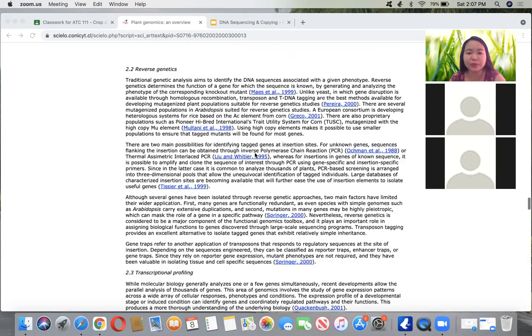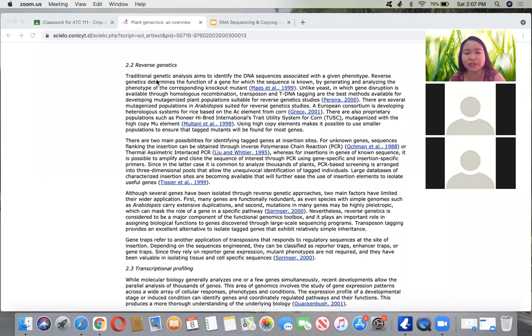We have gone through this one, and we also have the so-called reverse genetic or traditional genetic analysis, which aims to identify DNA sequences associated with a given phenotype. By reverse genetics, it determines the function of a gene for which the sequence is known by generating and analyzing the phenotype of the corresponding knockout mutant. So we have a knockout mutant, and this will generate and analyze the phenotype, the sequence itself.